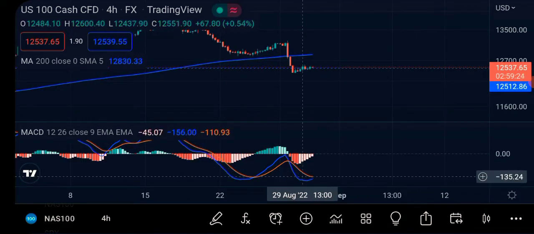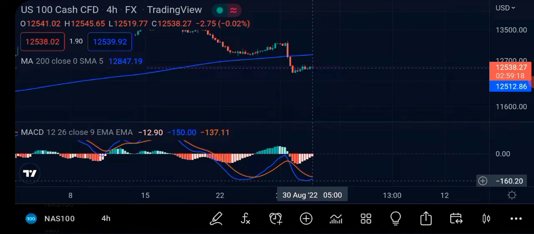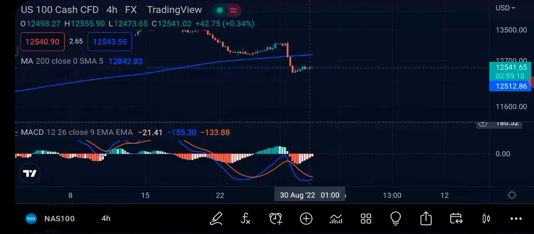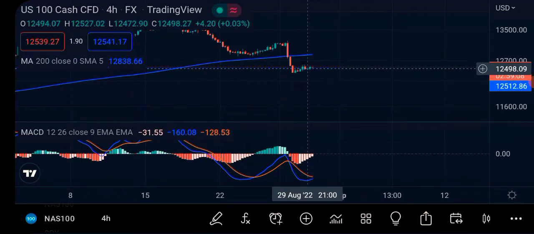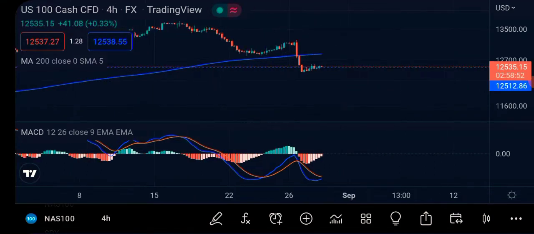Then the MACD, moving average convergence divergence, is still going to meet. So we would wait for a confirmation. But if it doesn't cross and it continues coming down, then it's a confirmatory entry for us. That is basically what the MACD is talking about. Let's look for a setup.